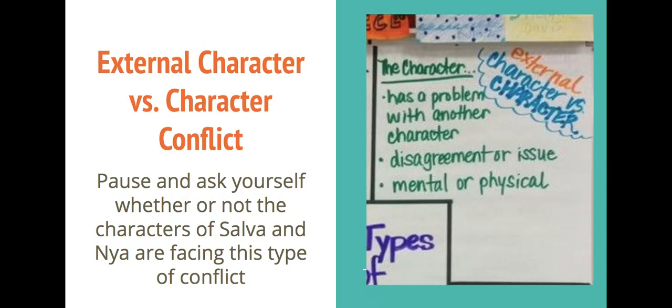The second kind of struggle or conflict is character versus character. This is when the character has a problem with another character, or if there's a disagreement or a big issue with another person, or there's mental or physical issues between the people. I want you to do this same exercise. You're going to do this with each one. I want you to pause and think about Selva and Naya. Do they have a conflict with another character? So pause there and just reflect on this.